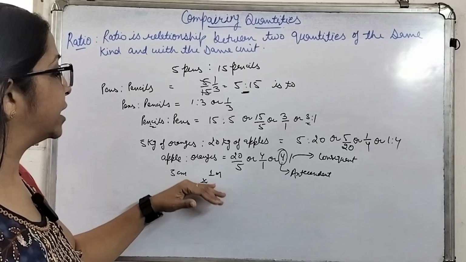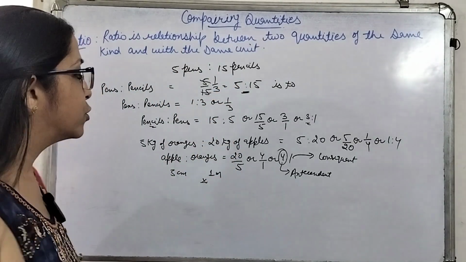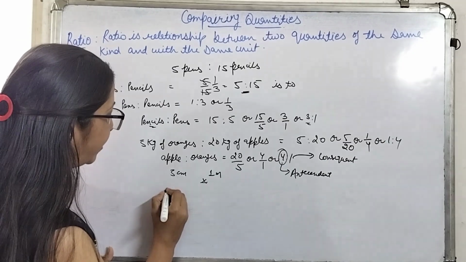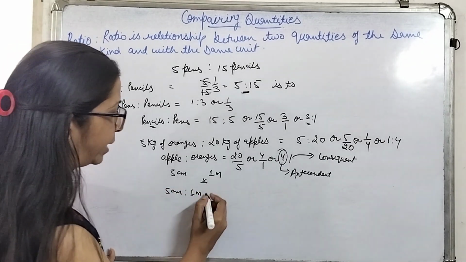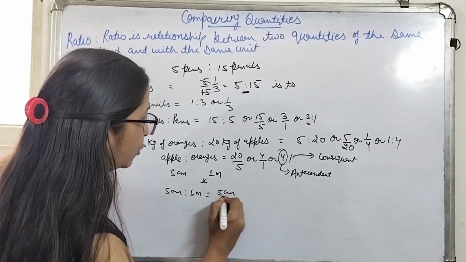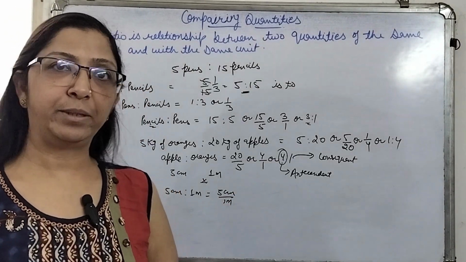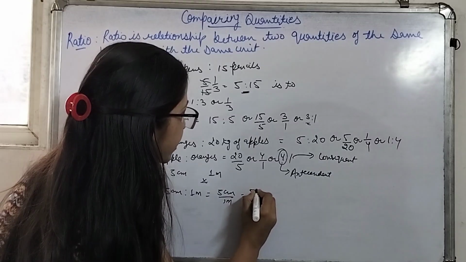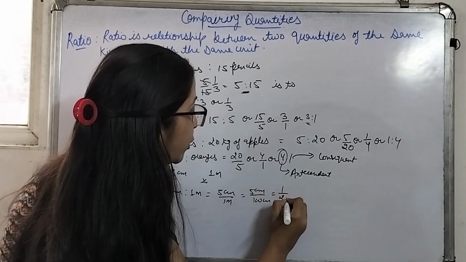Whenever we are comparing in terms of ratio, your units should always be the same. So what we can do is compare 5 centimeter to 1 meter. 5 centimeter over 1 meter, and 1 meter can be converted into centimeter. That is 5 centimeter over 100 centimeter. That is 1 over 20.